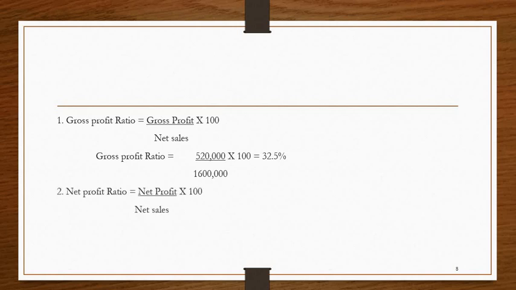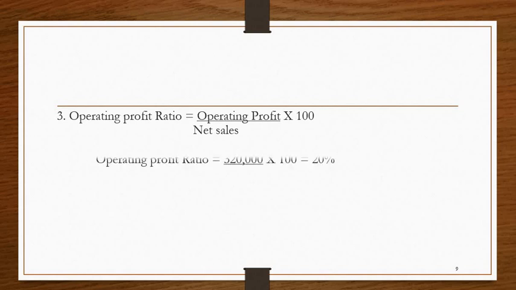The next one, net profit ratio. Net profit also we calculated. Net profit is 2,79,000 and net sales is 16 lakh into 100. So the net profit ratio will be 17.44%. The next one, operating profit ratio. Operating profit divided by net sales into 100. Operating profit is 3,20,000, net sales is 16 lakh into 100, so the 20% is the operating profit ratio.